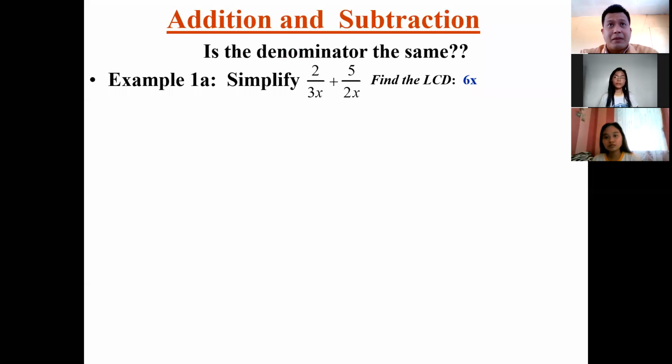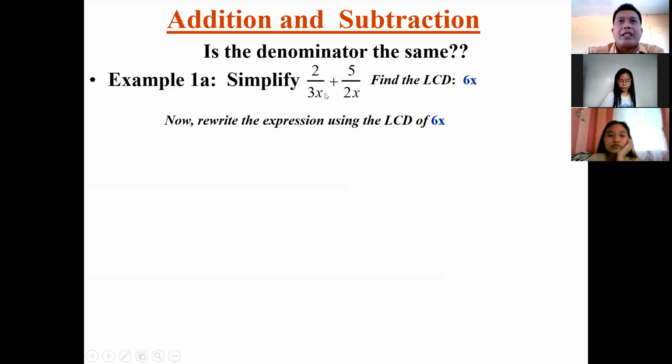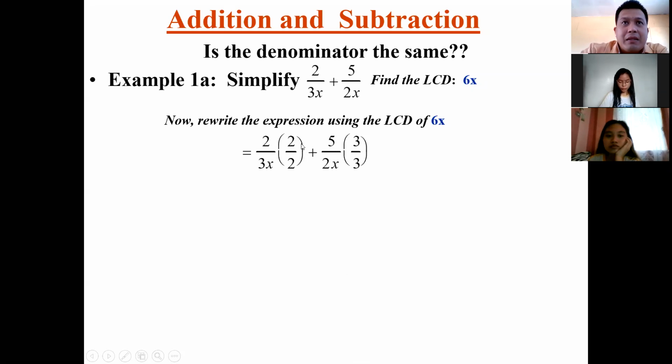So we have here example number 1. 2 over 3x plus 5 over 2x. They don't have the same denominator, so the LCD there is 6x. If you're going to solve the value, then we have here from the given 2 over 3x and 5 over 2x. We just simply do the, I don't know what's the term to this one, but if you simplify 2 over 2, it's just simply multiplying this fraction by 1.